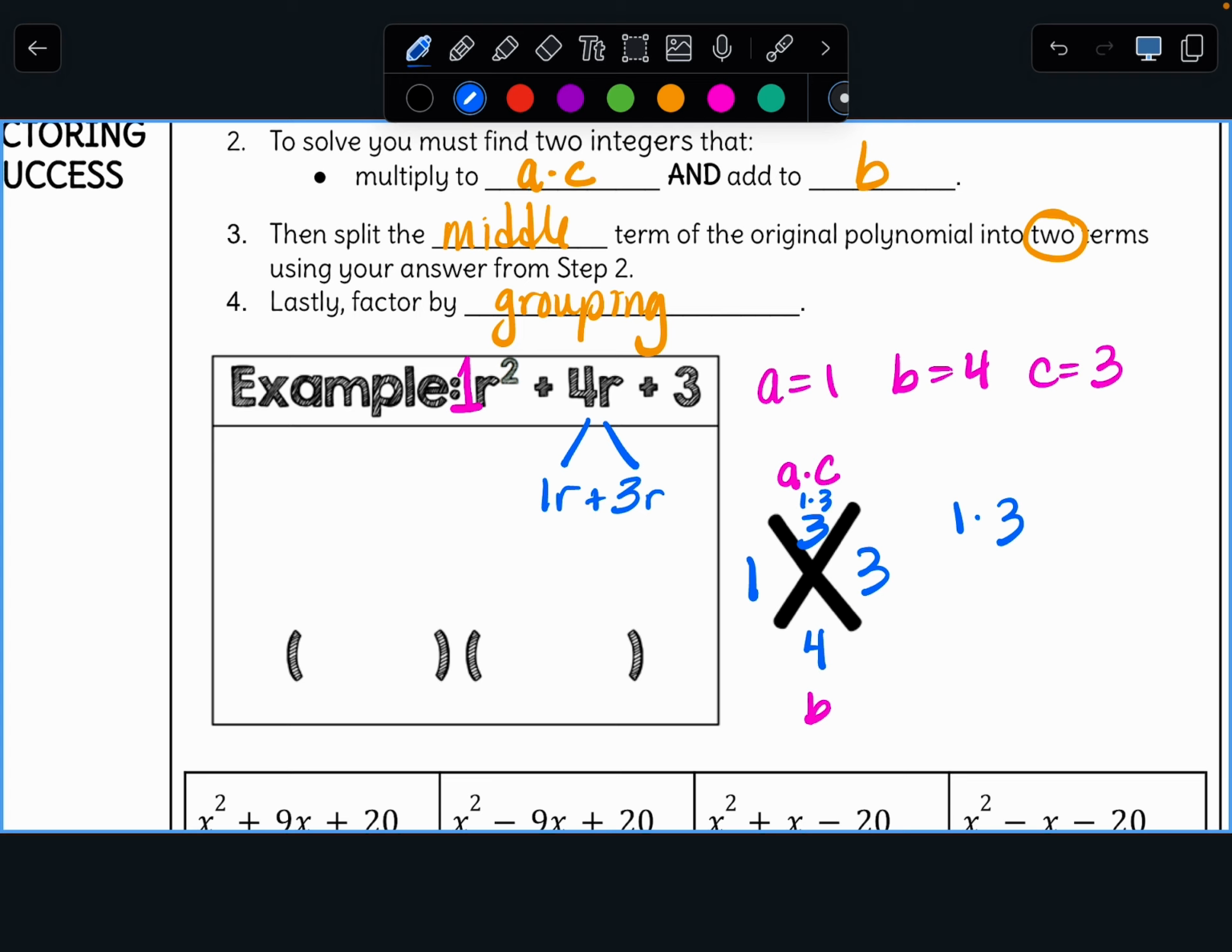Then we rewrite it. R squared plus 1r plus 3r plus 3. Then we're going to do grouping, where I can divide an r out of the first one. So that's, sorry, not 1, r plus 1. And then I can take a 3 out of this one, r plus 1. So my factors are r plus 3 and r plus 1.